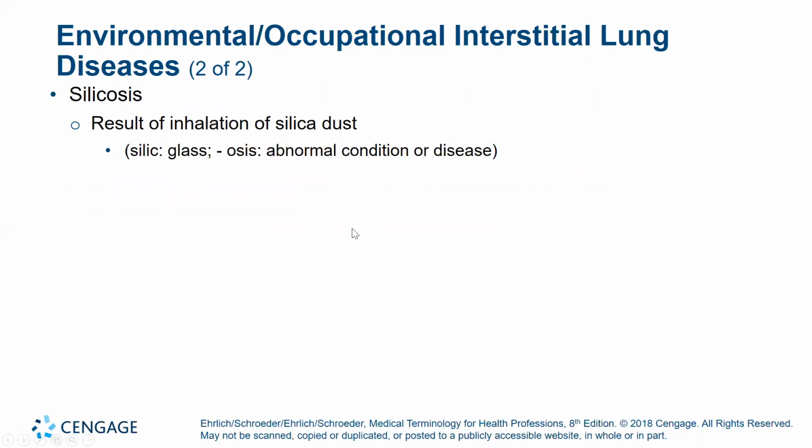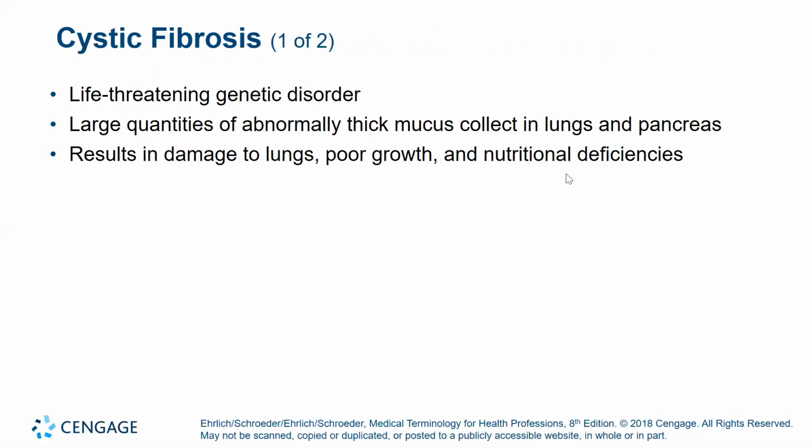Next, we have silicosis. This is the result of inhalation of silica dust. An example would be glass. Silic is glass, osis is abnormal condition or disease, but this can be from ceramics, glasswork, or sandblasting. Any type of occupation like that is where you would see this lung disease.